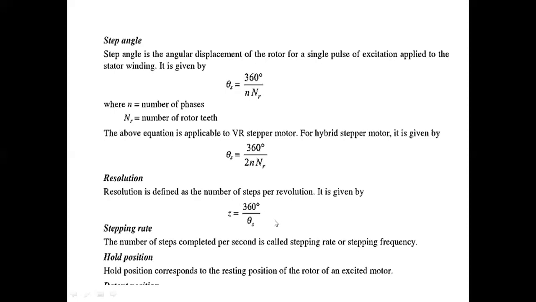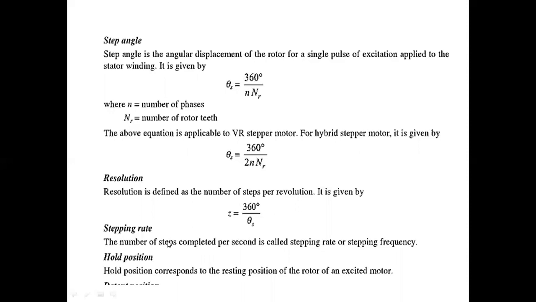The resolution can be very high if you go for more values. If you consider theta s equal to 6 degrees, then 360 degrees by 6 gives 60. So 60 rotor steps should be moved. Therefore, the resolution changes. Now it is 60 steps per revolution in the stepper motor.